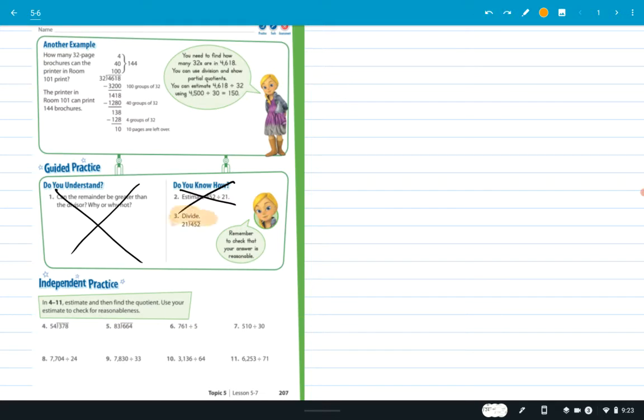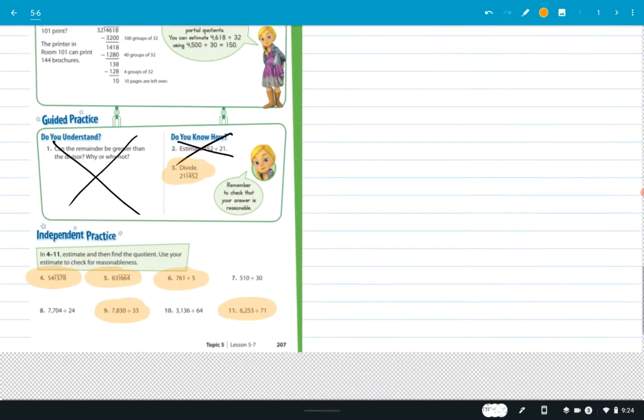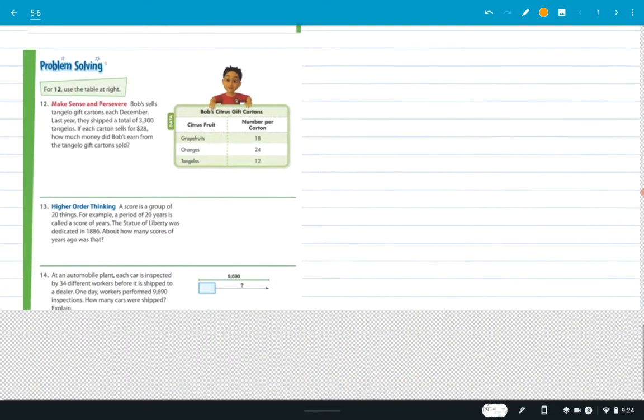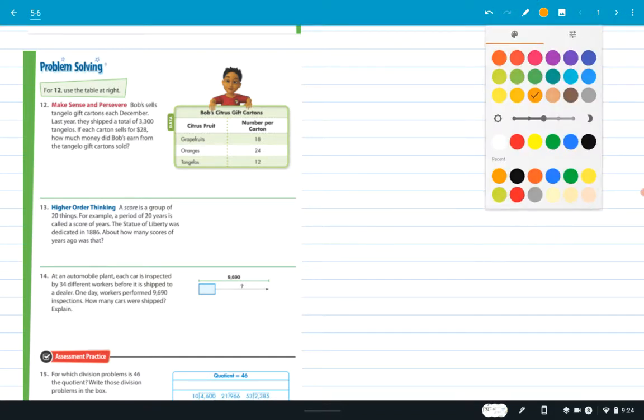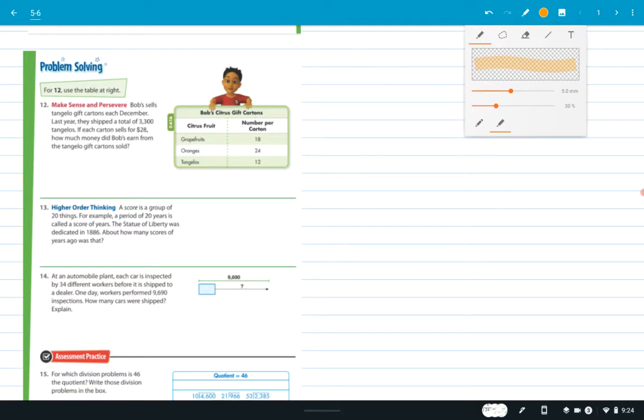So I want you guys to do number 3. I want you to do 4, 5, and 6. So you can circle or mark those somehow. I want you to do number 9. And I'll come back and do one of those here in a moment. And number 11. So let me move this up. And let's look at the problem solving page. I'm going to change this back to a marker or a pen. Right there. Okay. I think that's done.